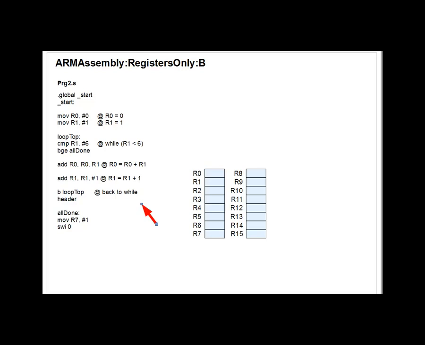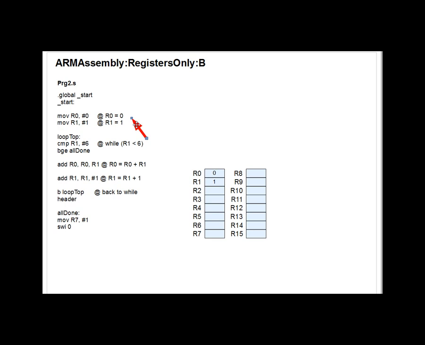In this lecture segment, we're going to look at a somewhat more elaborate program, prog2.s. This program performs a loop to add up the numbers from 1 to 5 and then returns the result as its exit code. Register R0 will hold the sum, and R1 will hold the value to add into the sum. So the move instructions on lines 4 and 5 initialize those registers to 0 and to 1 respectively.